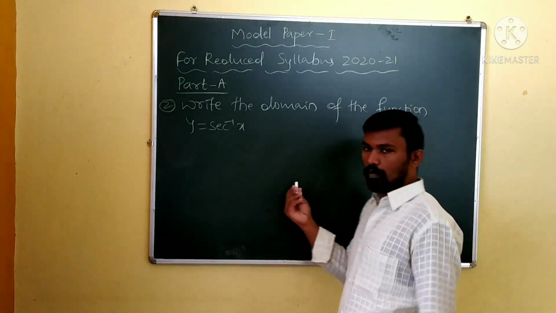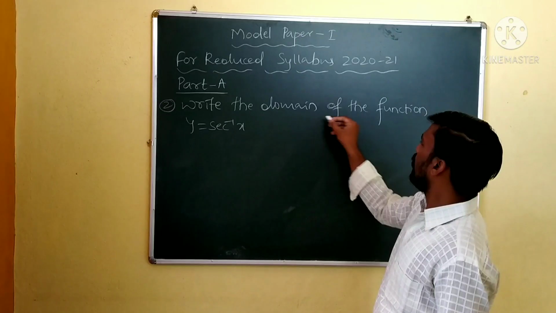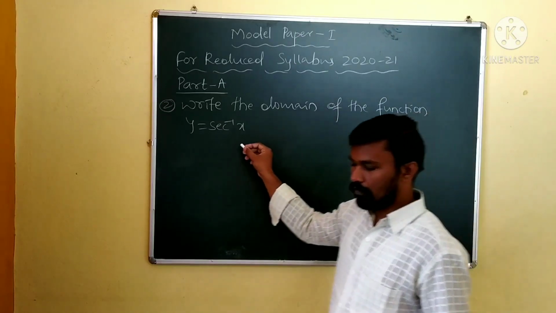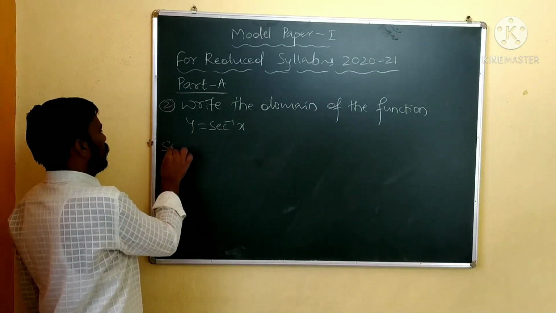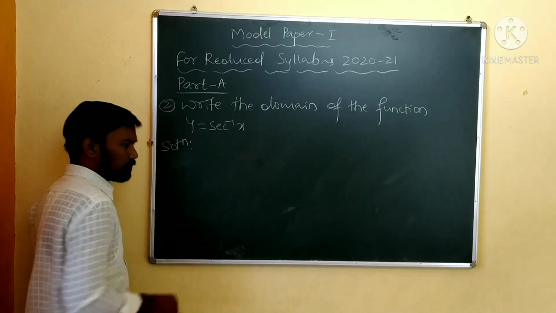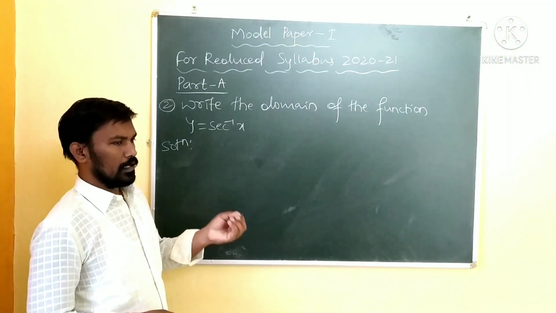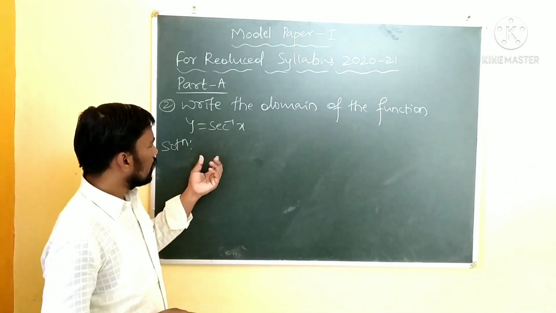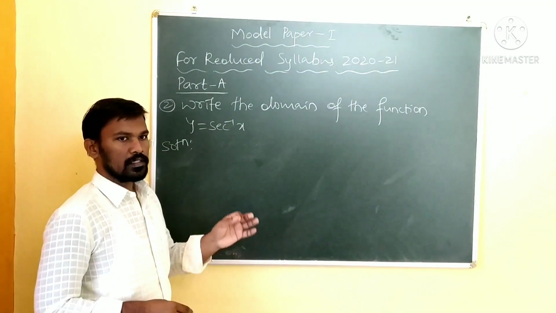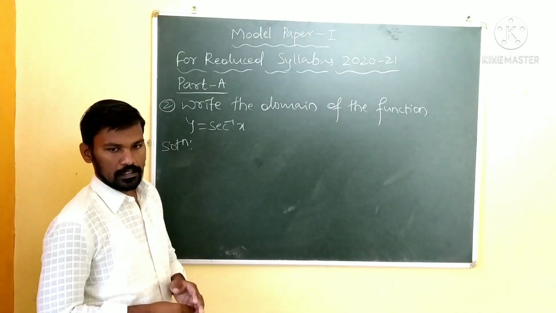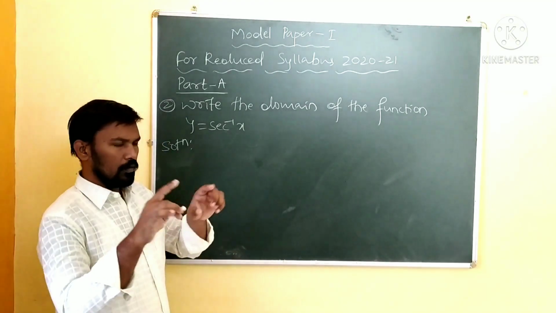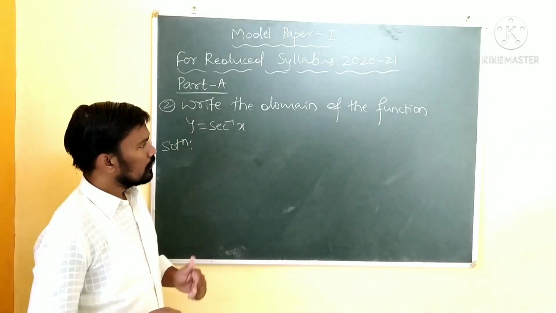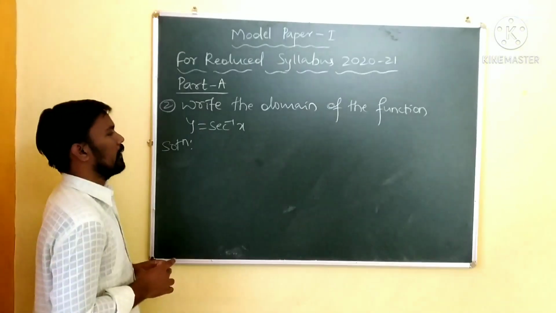See the next question, number 2. Write the domain of the function y is equal to secant inverse of x. Very simple. If you have remembered that table, they can ask the domain. They can ask: write the principal value branch of secant inverse of x. Write the principal value branch of sin inverse x. Write the domain of sin inverse of x. So it is better to remember that complete table. Then we can get 1 mark from that table only.